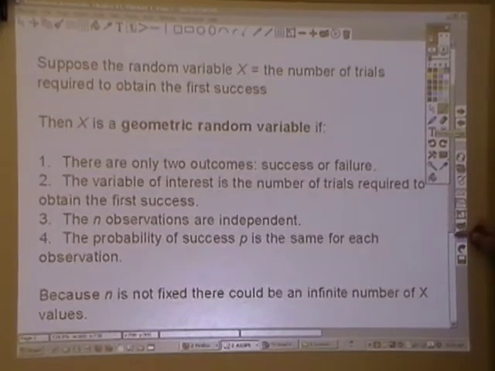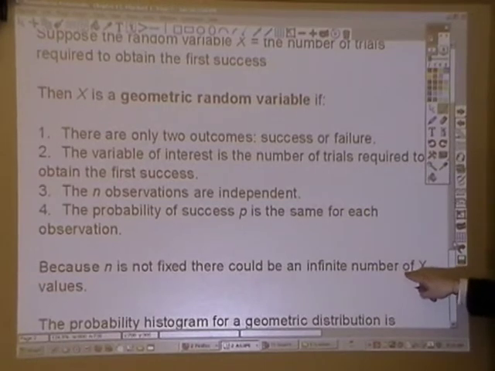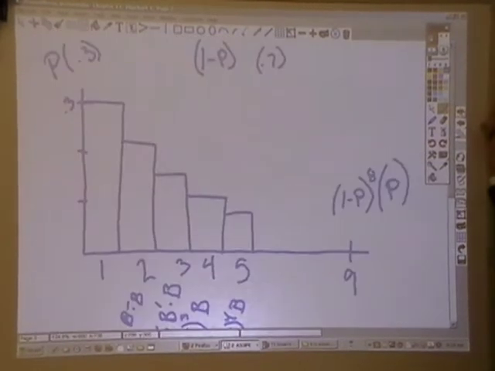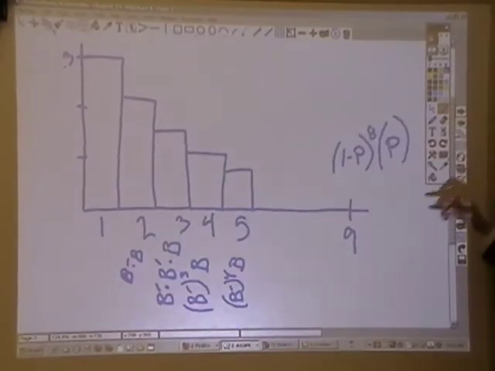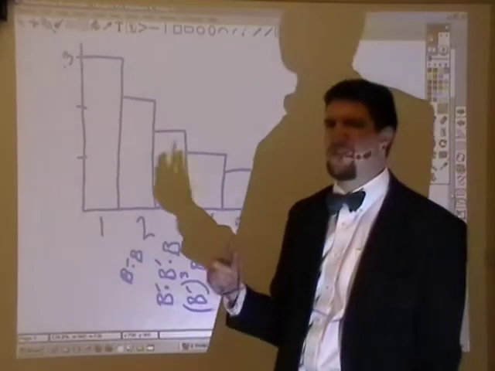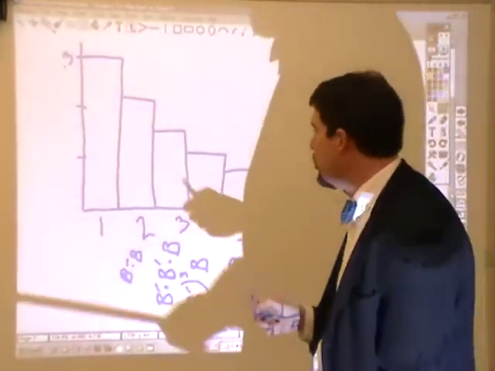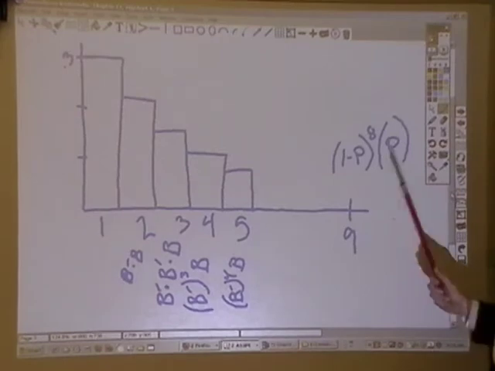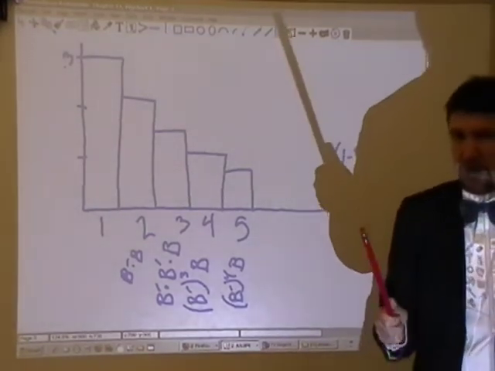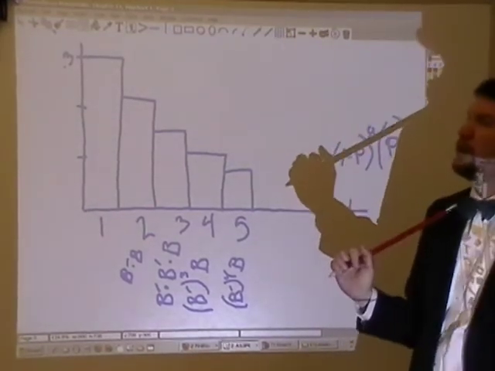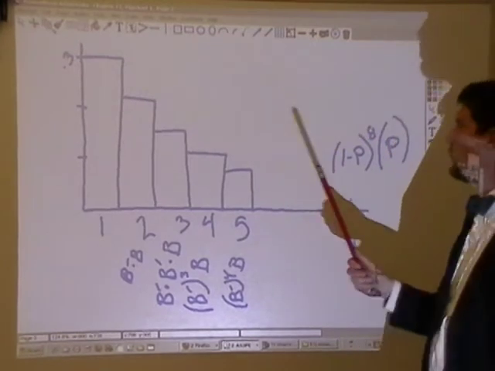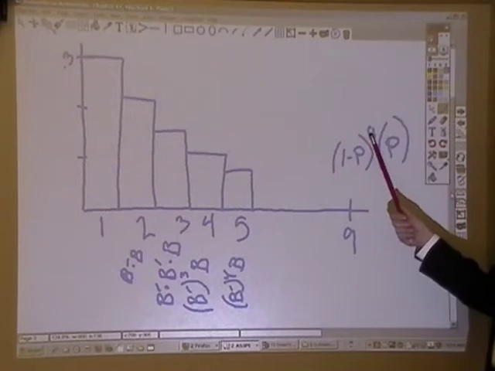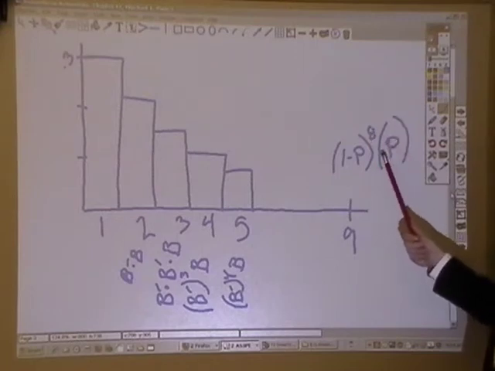Let's take a look at this statement right here. Because n is not fixed, there could be an infinite number of x values. What that is saying is that because I don't have a set number of times I'm going to do this, I could find the probability of having my first success on the 132nd pull. Which means how many failures would I have? If I've got 132 pulls, I'd have 131 failures, and then I would have 1, which would make 132.